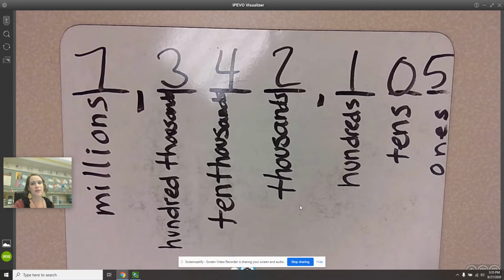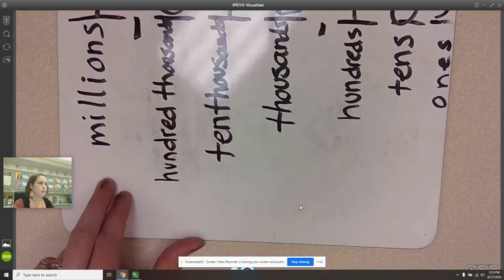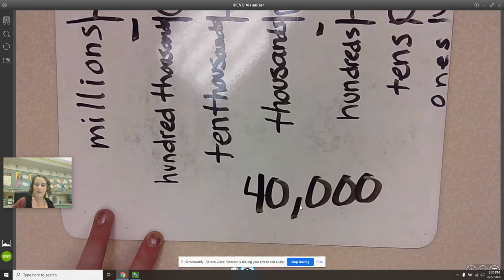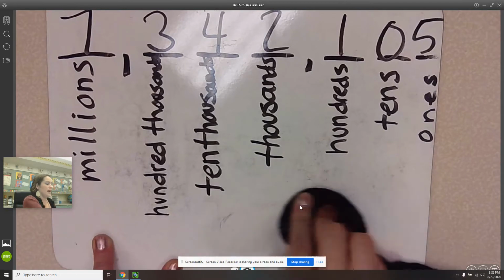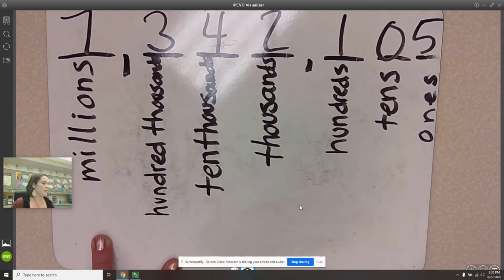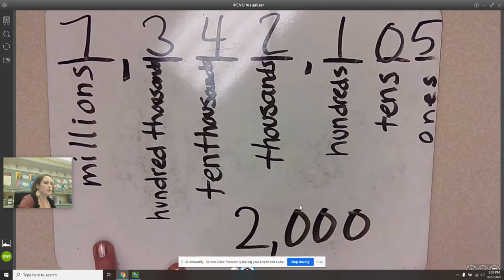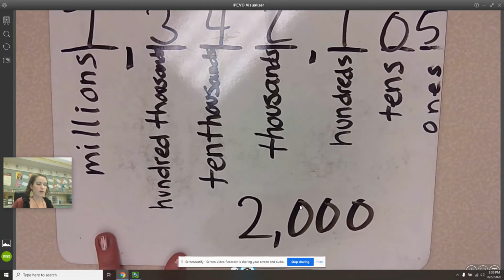Okay. The value is different than the place value because that means it's worth. So if I would say, what is the worth of the 4 in the 10,000s place? That would be worth 40,000. Okay. If I ask, what would be the worth of the 2 in the thousands place? That would be 2,000. Okay, so don't get confused there. Value and place value, or the worth, are different things.